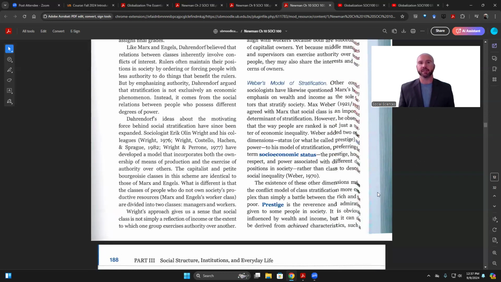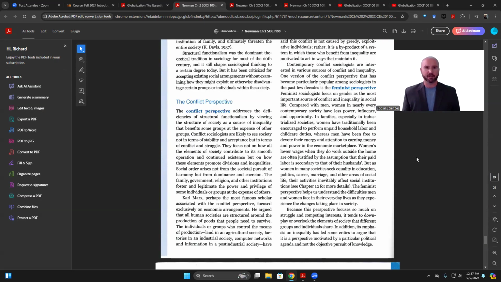Weber's model is a contrasting or competing way of thinking about social stratification as opposed to the Marxian models. However, in chapter 2 of Newman, when the conflict perspective is first introduced to you, it's introduced in terms of Karl Marx, perhaps the most famous scholar associated with the conflict perspective, who focused exclusively on economic arrangements. And Max Weber is discussed nowhere in here.